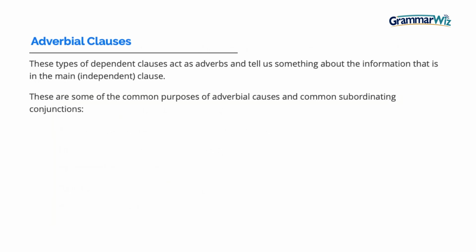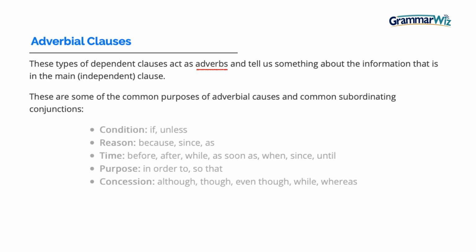Now we'll move on to adverbial clauses. These types of dependent clauses act as adverbs and tell us something about the information that is in the independent clause. So these are some common purposes of adverbial clauses and common subordinating conjunctions used with them. They're often used for condition, for giving reasons, times, purpose, and concession. And next to those you'll see some examples of the words used.